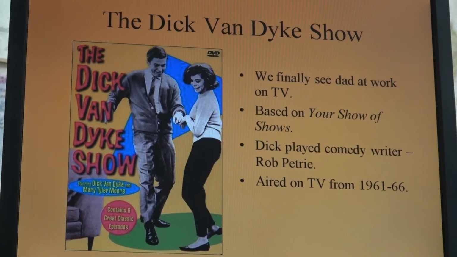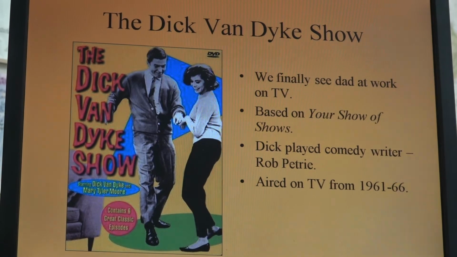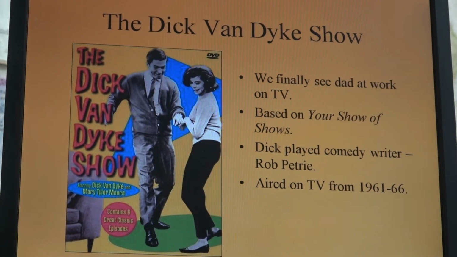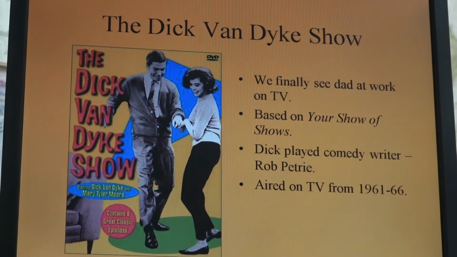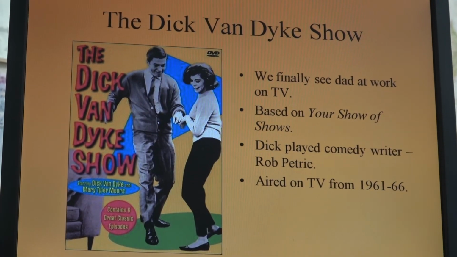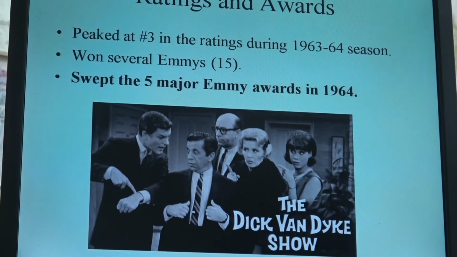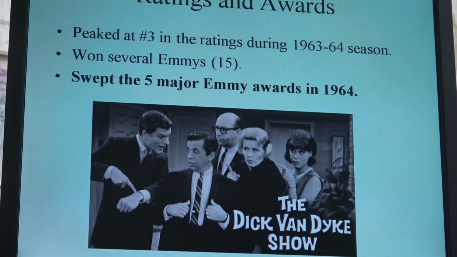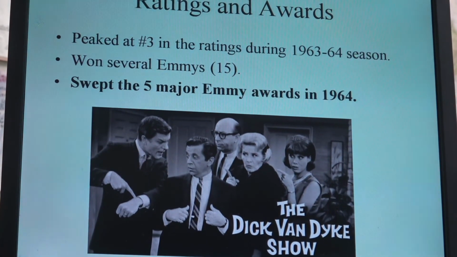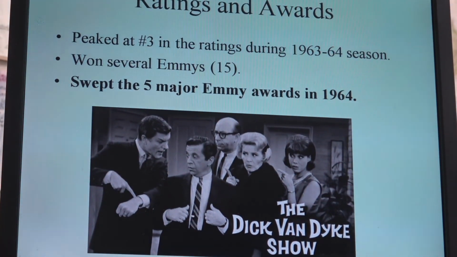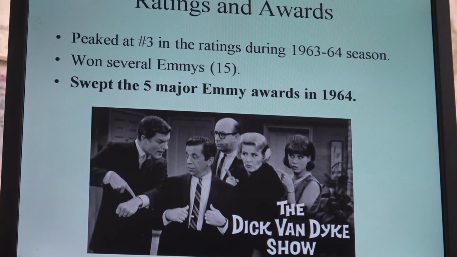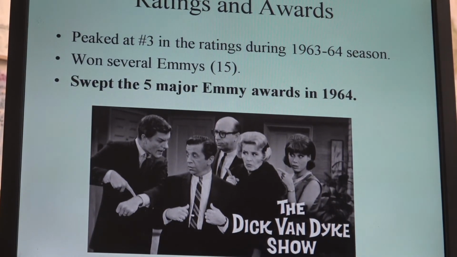But this program was the first show that showed what Dad did at work. He was a comedy writer, and it was based on the real things that happened on Your Show of Shows. It was portrayed by Dick Van Dyke. The show was named after him. He played Rob Petrie. The show was an early 60s program. And here on this particular slide, which again you've seen already in notes, don't be taking notes here, it swept the five major Emmy Awards in 1964. So this was a big comedy and what was known as the golden age of the sitcom.